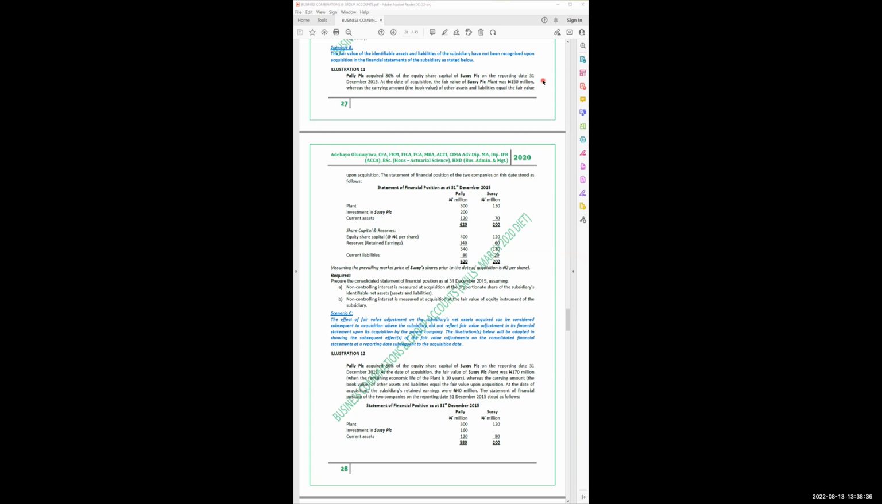Assuming the prevailing market price of Suzu's shares prior to the date of acquisition is ₦2 per share. Required to prepare the consolidated statement of financial position at 31st December 2015, assuming A, the non-controlling interest is measured at acquisition at the proportionate share of the subsidiary's identifiable net assets, which is assets and liability. B, non-controlling interest is measured at acquisition at the fair value of equity instruments of the subsidiary. Thank you.